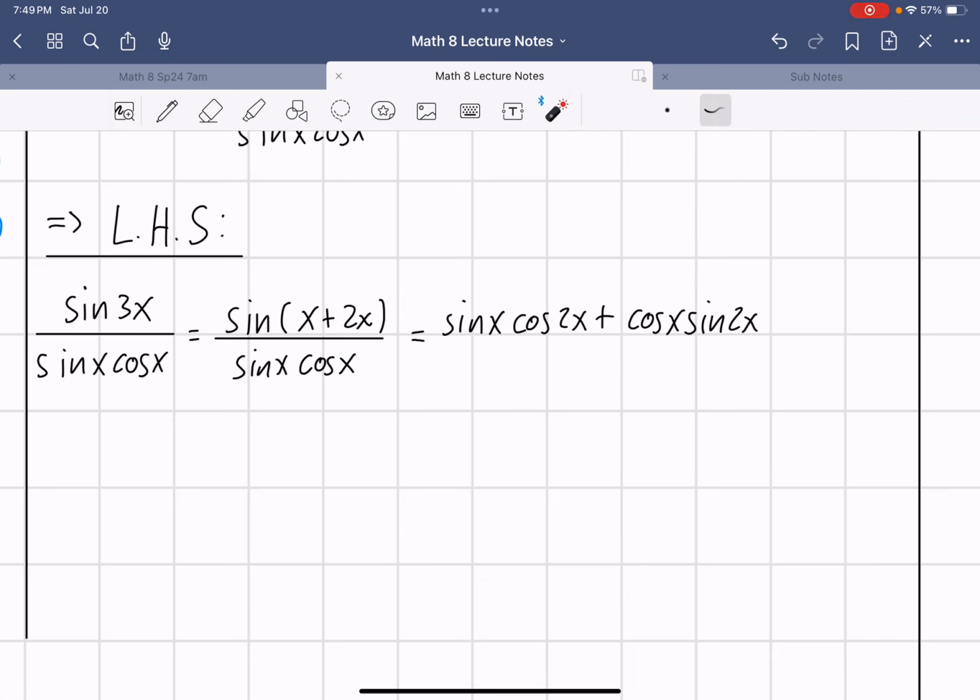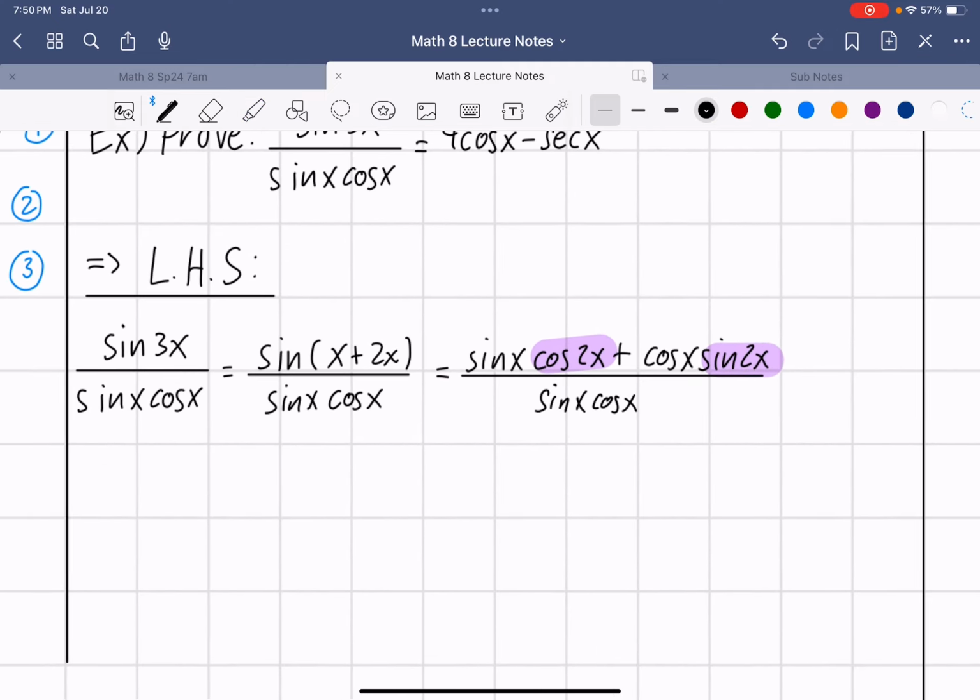Because if you remember, the sum formula for sine is that it alternates. Sine and cosine get each one of these terms, and then they swap. So sine got x first. On the second term, cosine gets x. On this first term, cosine gets 2x. On the second term, sine gets 2x. So they switch. And this is all still over sine of x cosine of x. Now, this is where we can finally see, okay, here are my double angles.